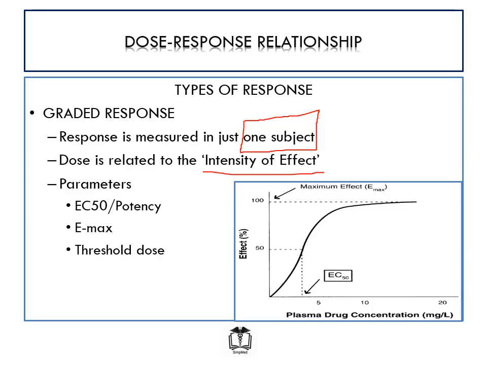And the parameters that we arrive at when performing a graded response experiment are EC50 or potency, Emax, and then the threshold dose. We'll talk about this in the next slide. This is an image that shows us an example of the graded response experiment. This is a graded response curve, and you could see some of the parameters that would be deduced from the graded experiment. You could see the Emax here. Emax is the highest response that we could get, and we can see EC50. We'll talk about that next.